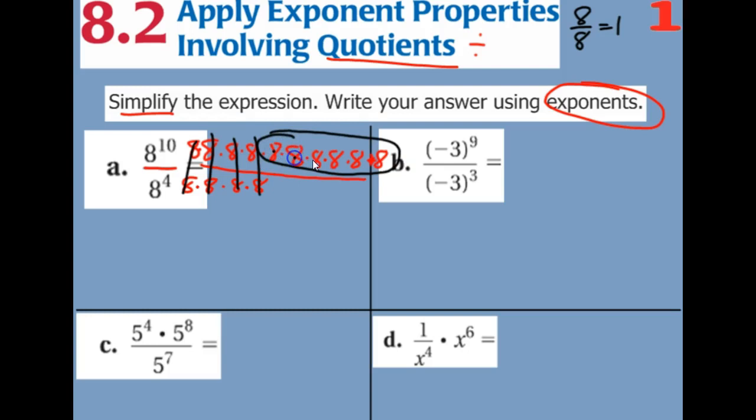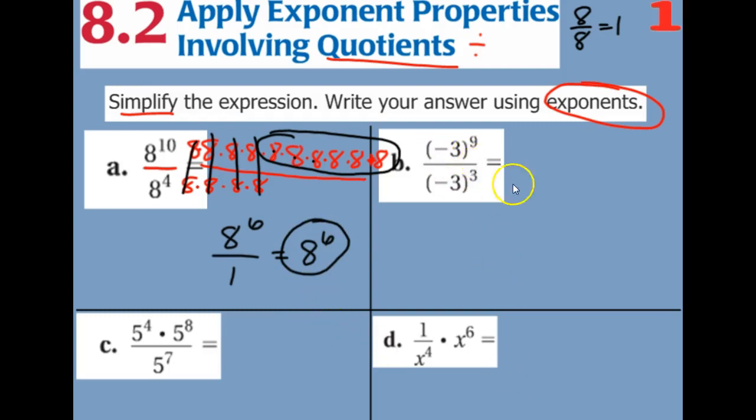We just have this many 8s left on top. We have 1, 2, 3, 4, 5, 6 8s left in the numerator, so we have 8 to the power of 6. And on the bottom you could have 1 times 1 times 1 times 1, but you don't really need the divide by 1. 8 to the power of 6 is still 8 to the power of 6.